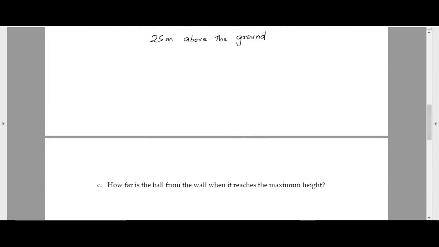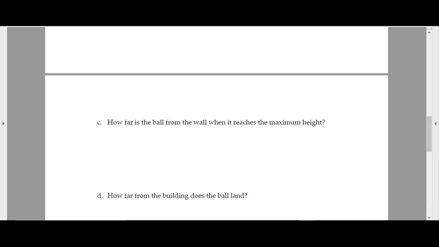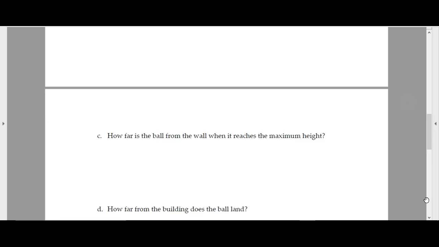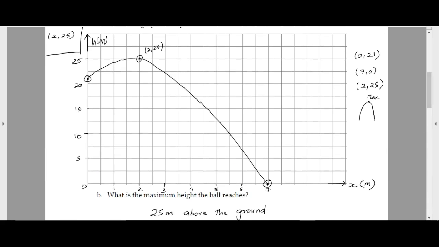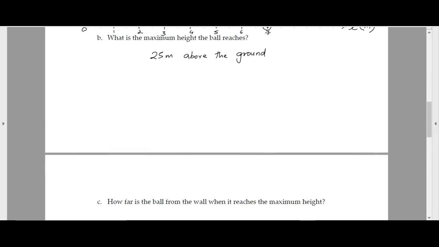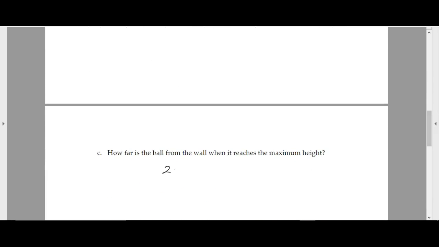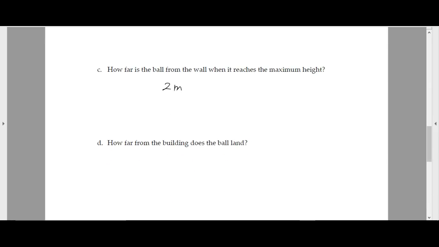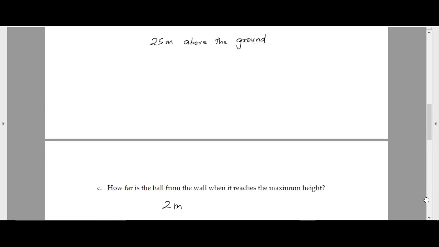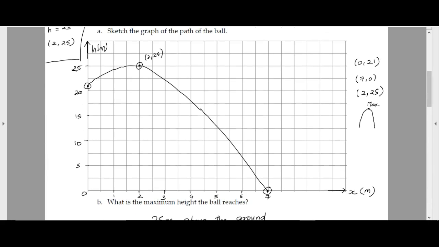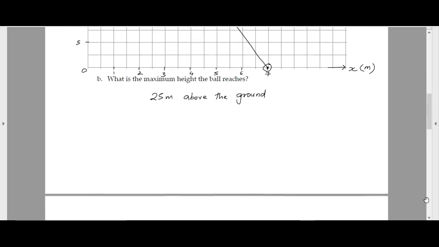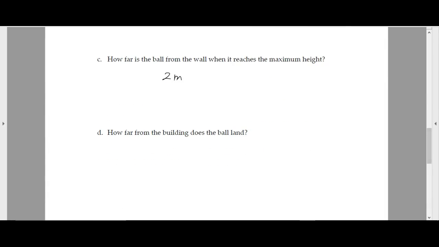Going on to the next section, how far is the ball from the wall when it reaches the maximum height? So this time we're talking about the horizontal distance when it reaches the maximum height, which in this case is going to be 2 meters from the building. And finally, how far from the building does the ball land? As we can see in our graph here, the ball lands 7 meters from the building. And that completes the question here.